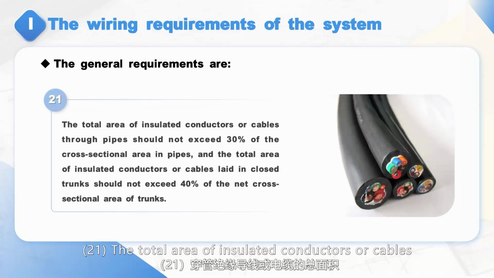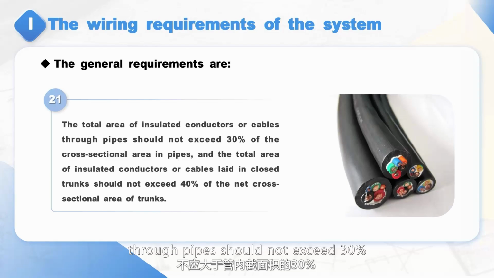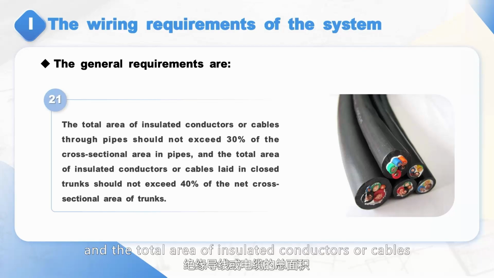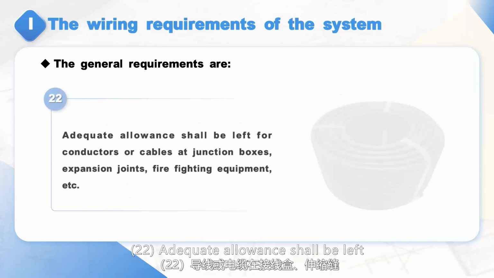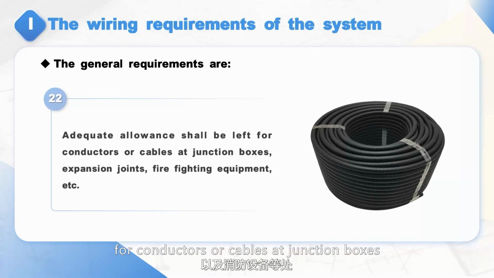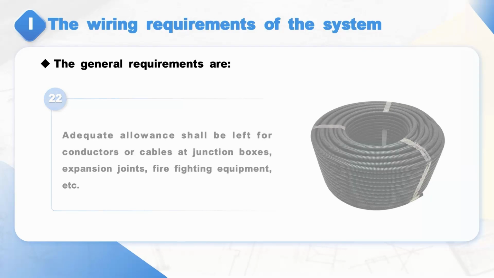21. The total area of insulated conductors or cables through pipes should not exceed 30% of the cross-sectional area in pipes. And the total area of insulated conductors or cables laid in closed trunks should not exceed 40% of the net cross-sectional area of trunks. 22. Adequate allowance shall be left for conductors or cables at junction boxes, expansion joints, firefighting equipment, etc.